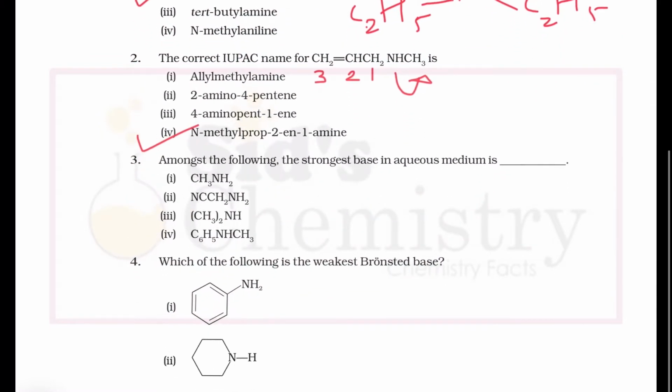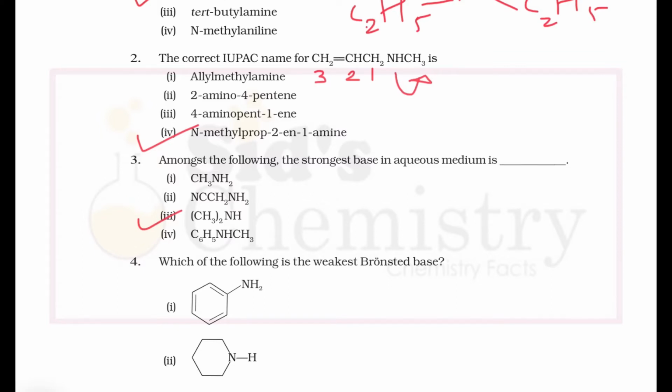Question number 3. Amongst the following, the strongest base in aqueous medium is. Out of the given options, when the practicals are performed for the given sets of amines, the strongest base is found at option number 3, that is (CH3)2NH.